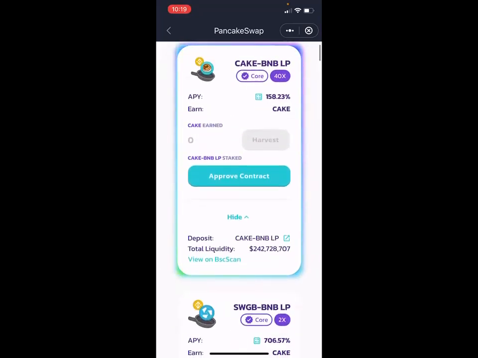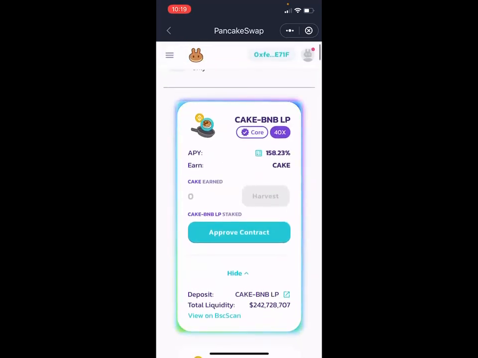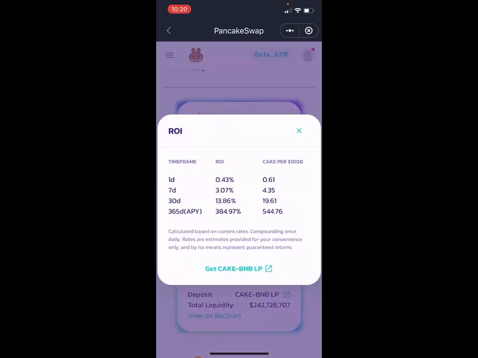So one of my buddies did this one, Cake BNB. As you guys can see, I mean, this is massive. This is larger than the 1inch Ethereum pool that I've done other videos on. That only got about 200 million. This one's got 250 million, yet he's still making 158%, but that's not compounded.